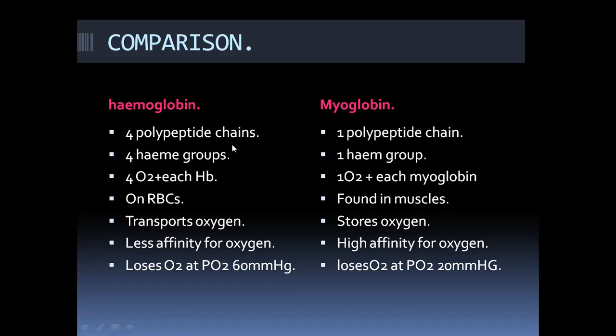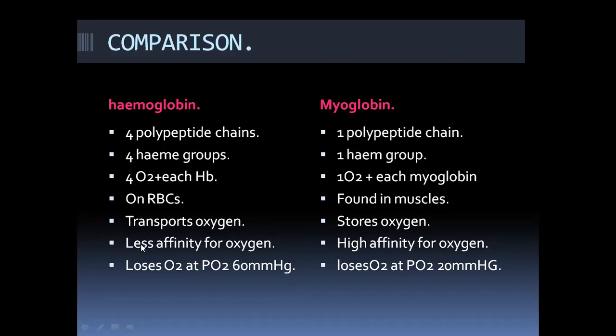Hemoglobin is present only on the RBCs. And myoglobin is found in the muscles of mammals mostly. It is present in the muscles of mammals. The function of hemoglobin is to transport oxygen, and the function of myoglobin is to store oxygen.